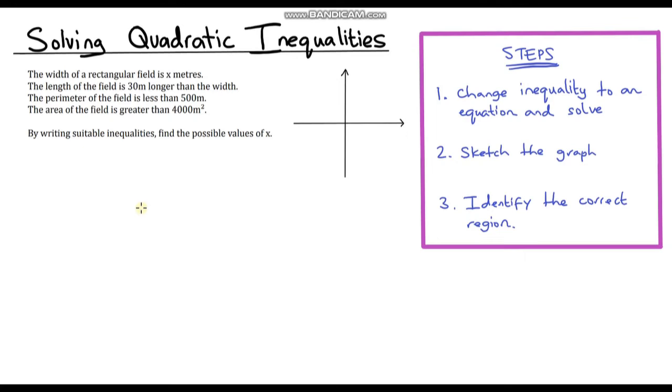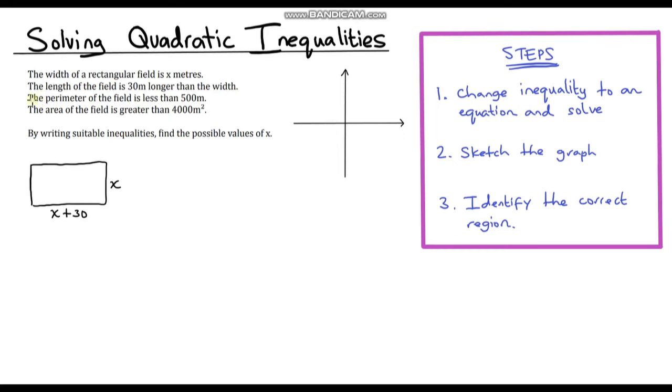Okay, I've got one more question to have a go at, and this time it's a problem solving question. So let's go through this. The width of the rectangular field is x meters. So I always like to draw out diagrams to represent what's going on. So let's say that this is our rectangular field and the width is x. Okay. Now the second line says the length of the field is 30 meters longer than the width. So this is our length and it's 30 meters longer than the width. So it's going to be our width plus 30.